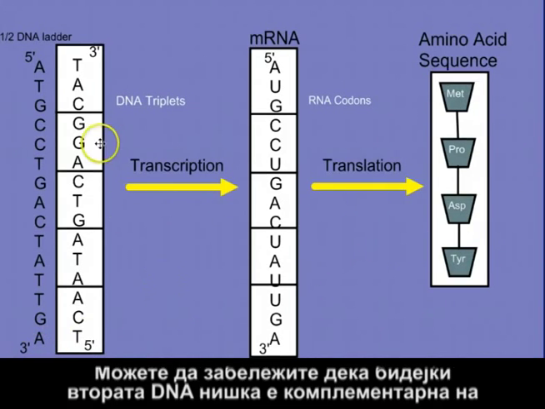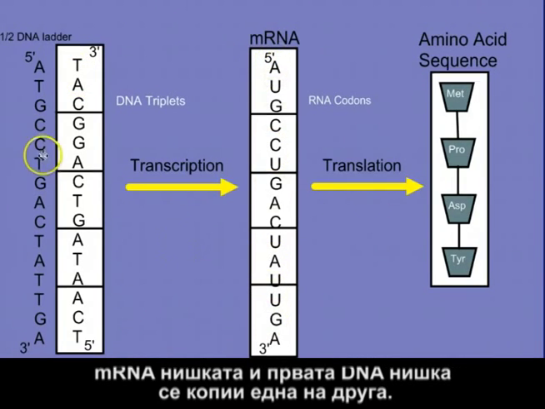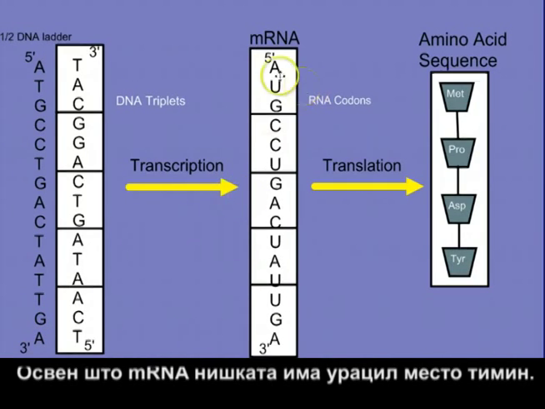One thing you may have noticed is that if this DNA strand is the complement to this one over here on the left, and this messenger RNA is the complement to this DNA strand, then this messenger RNA strand and the first DNA strand are basically copies of each other, except substituting a uracil everywhere there was a thymine.